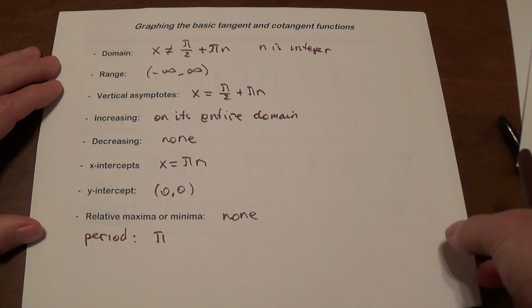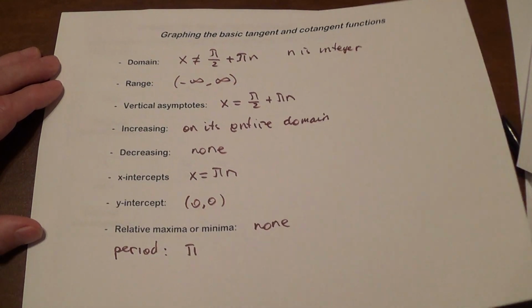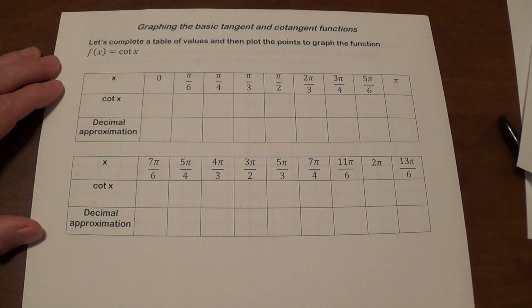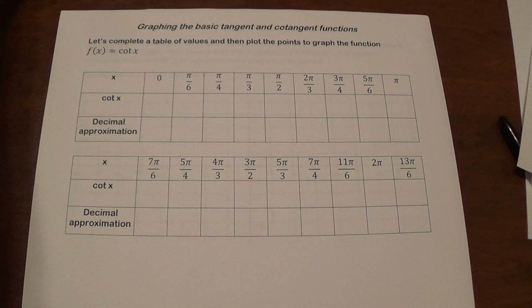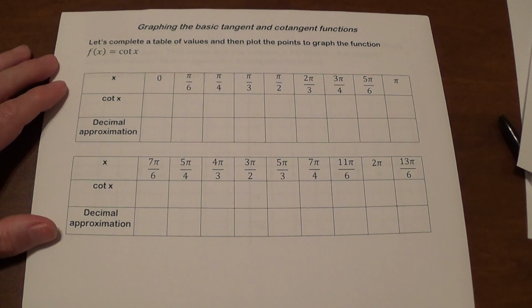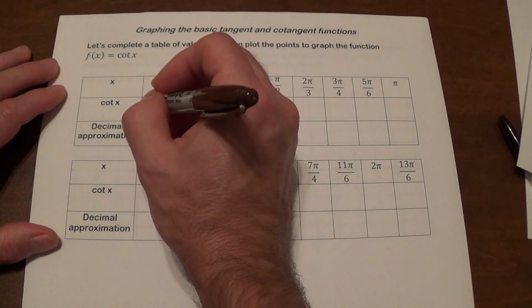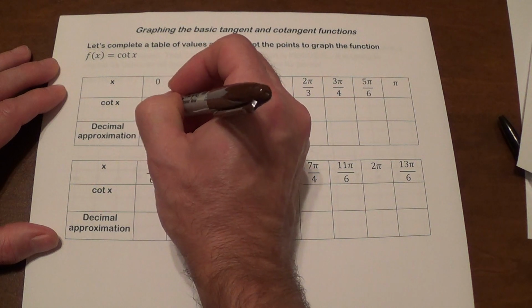So let's go ahead and take a look at the graph of cotangent now. We're going to do the same thing. We're going to start with making a table of values and go with that. So when x is 0, cotangent is going to be undefined.